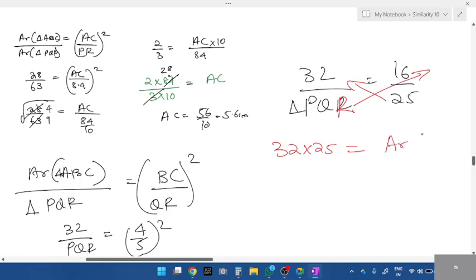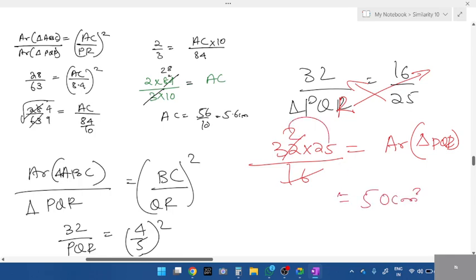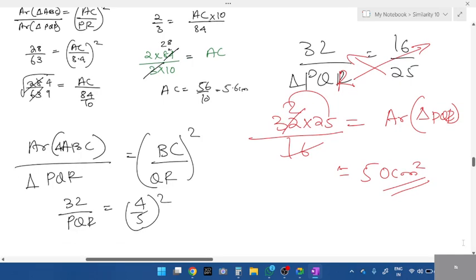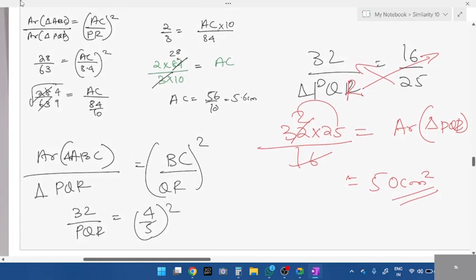Area of triangle PQR is 16. Where does 16 go? Yes. What's the answer? 50 centimeter square is the answer. Is the concept clear for area, side? All of you all completed? Lemula, Naomi, not Naomi, Joanna, done?